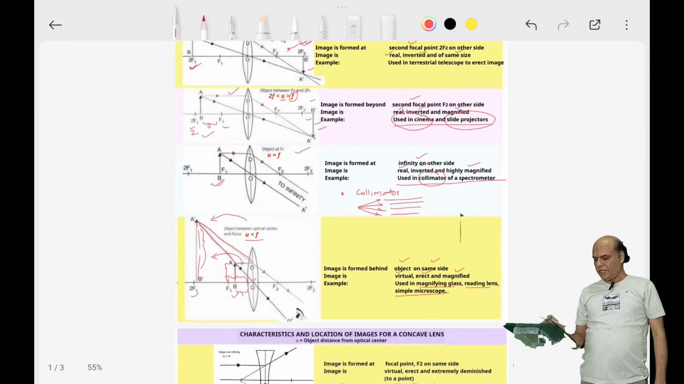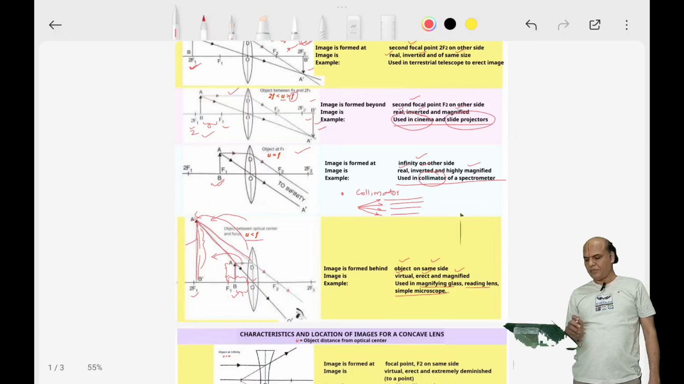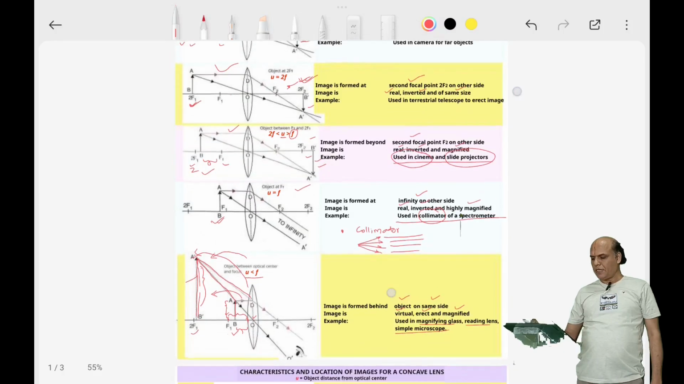Then when you place the object between the focal point and the lens, the image is formed on the same side of the lens, the image is magnified, image is erect, and image is virtual. In all other cases, the image was real, but when you place the object between the focal point and lens, it is virtual.